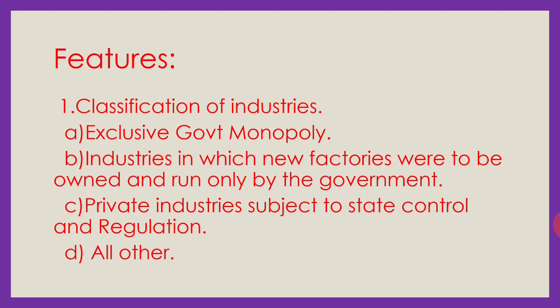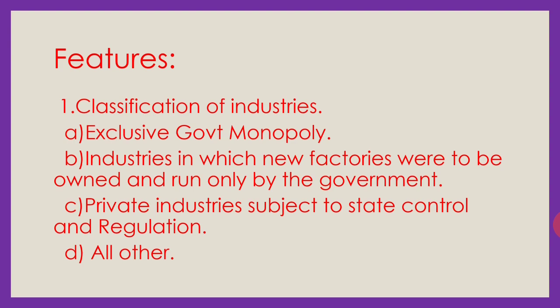Just see here, the first one, exclusive government monopoly. We know the meaning of monopoly. Monopoly means single command or single control. So exclusive government monopoly means the government commanding all those industries. Government has the capacity to control only a few industries. So manufacture of arms and ammunition, production and control of atomic energy, and ownership and management of railways would be fully state owned and managed.